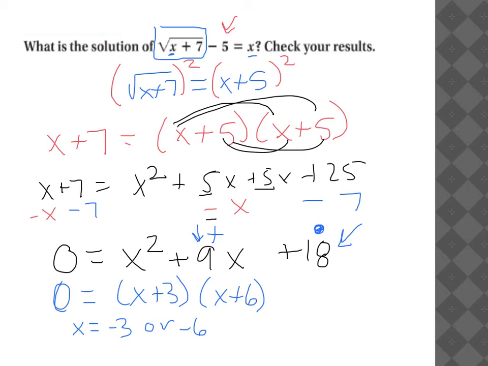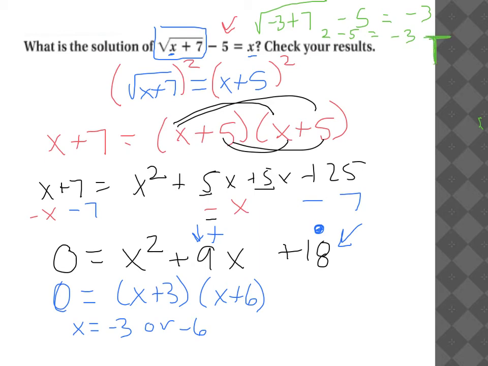So again, when you have two x's in your equation, you have to test them now. So for the first one, I'm going to test negative 3. So the square root of negative 3 plus 7, that whole thing minus 5, equal to negative 3. So negative 3 plus 7 would give me 4, and the square root of 4 is going to give me 2. So 2 minus 5 is going to be equal to negative 3. That's true. So I know for sure negative 3 is an answer.